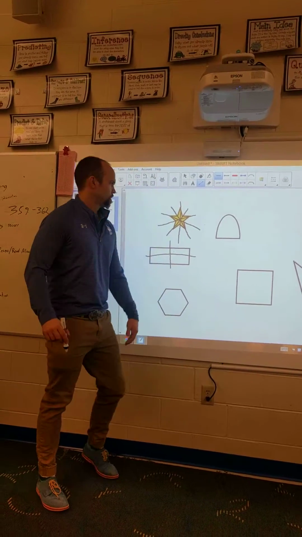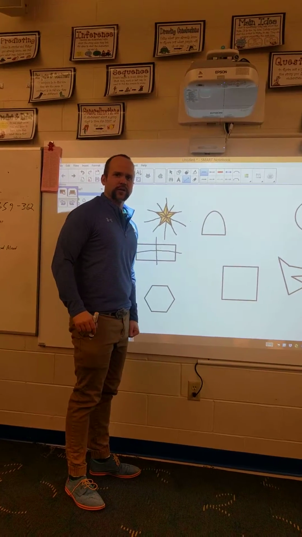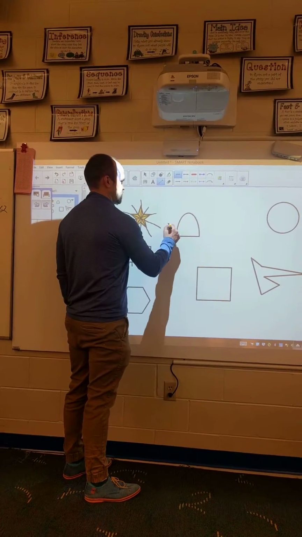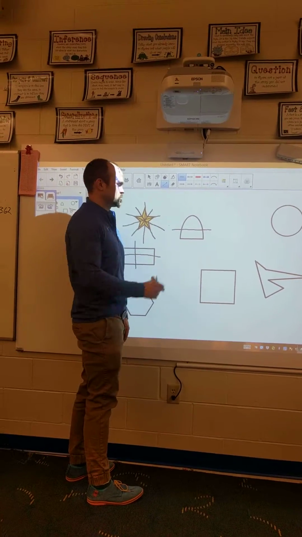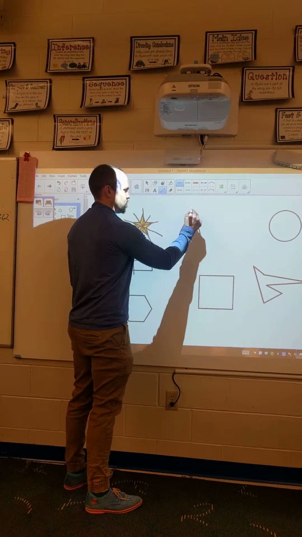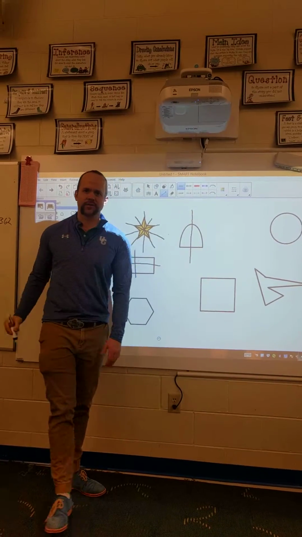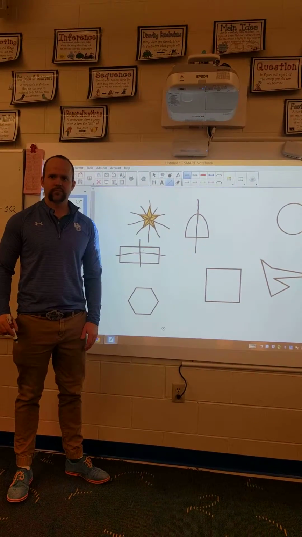Hint, hint. Well, the hemisphere right here, if I cut it this way, that is not the same on either side, so that is not a line of symmetry. It needs to be cut even. There's only one line of symmetry on a hemisphere.